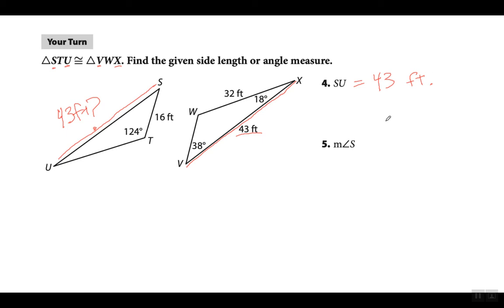Now number 5 is similar. They want us to find the measure of angle S. Angle S, that's the first letter in this triangle STU. Here's angle S. There's nothing written there, but it corresponds to angle V, the first letter of the other triangle. Angle V. Right here it tells us it's 38 degrees. And there's my answer. The measure of angle S is 38 degrees.